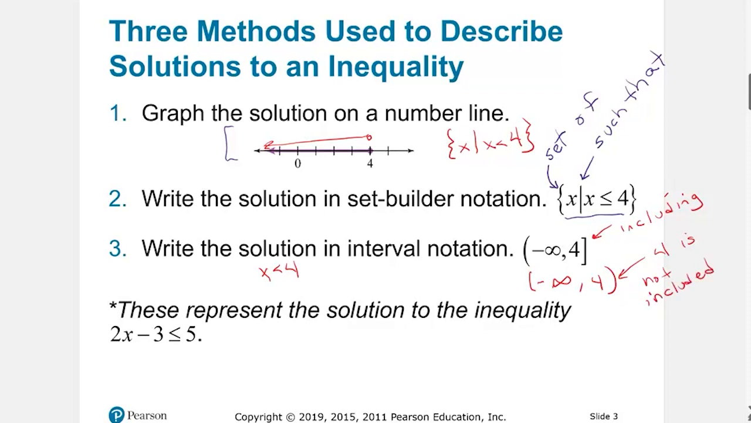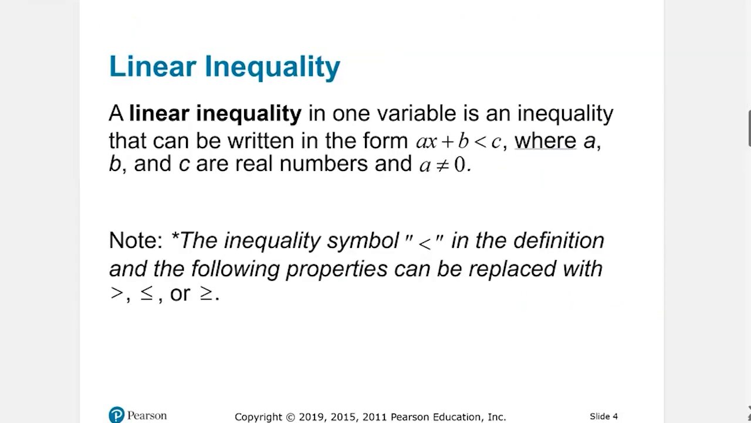Okay. I guess this is the question that they started with to find the answer, but we'll go through some other methods. Okay, so definition: a linear inequality in one variable is an inequality that can be written in the form ax plus b is less than c, where a, b, and c are real numbers, and a is not equal to 0. Of course, if a is equal to 0, then we don't have an x and there's nothing to solve.